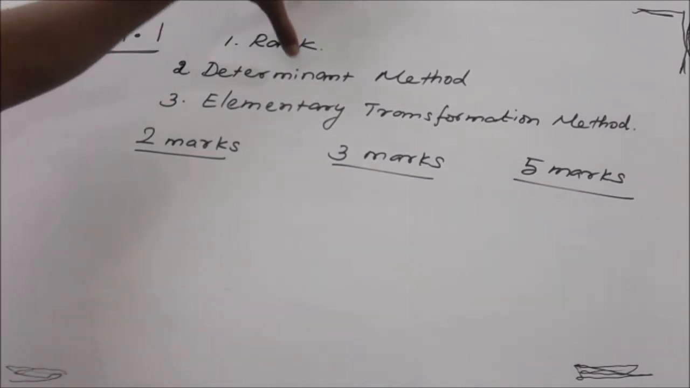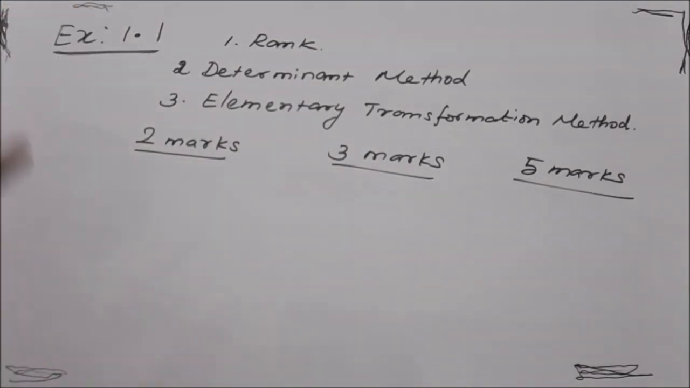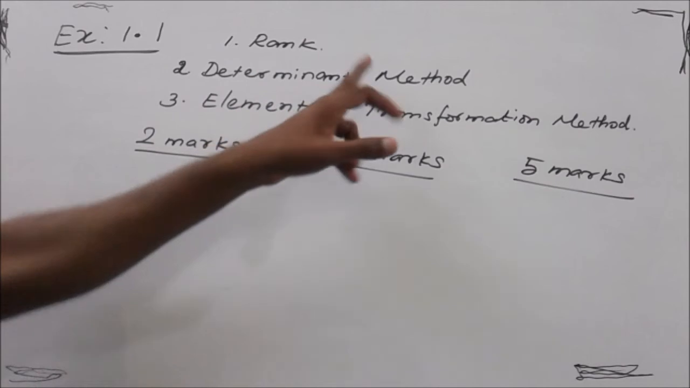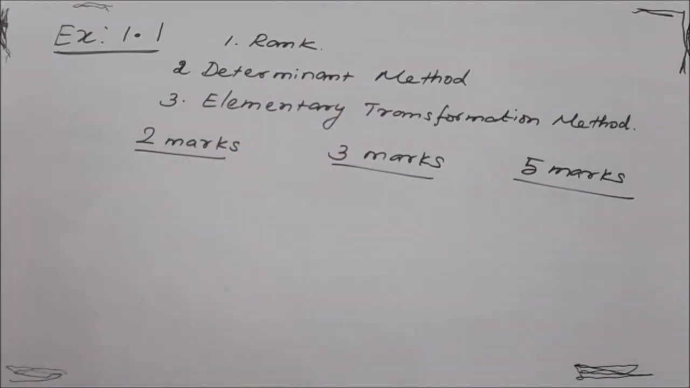Rank means, in the determinant method, the non-zero minor of highest order is the rank. That means if a 3 by 3 matrix is given, 1 3 by 3 minor, 9 2 by 2 minors, and 9 1 by 1 minors will exist. Among them, the maximum order non-zero minor is taken as the rank. That is the determinant method.